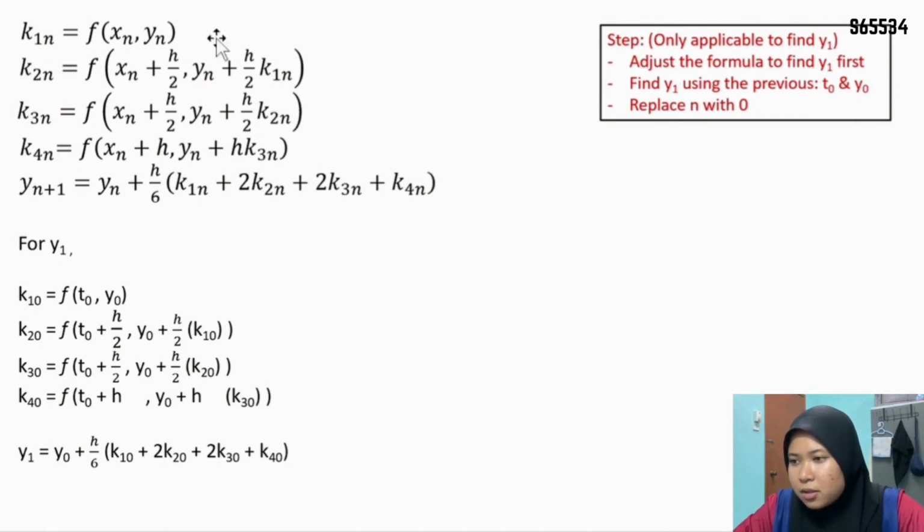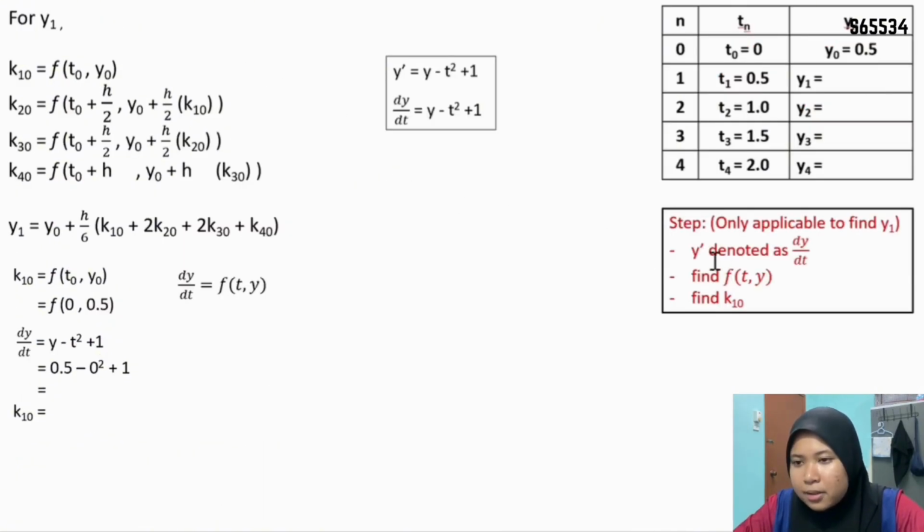Okay, first, we need to adjust the formula to find y1. We find y1 using the previous one, which is t0 and y0, and we replace the n with 0, which is like this. K1n we replace with k10 and all of the above, and we can get y1 equals y0 plus h over 6 multiplied by k10 plus 2 k20 plus 2 k30 plus k40.